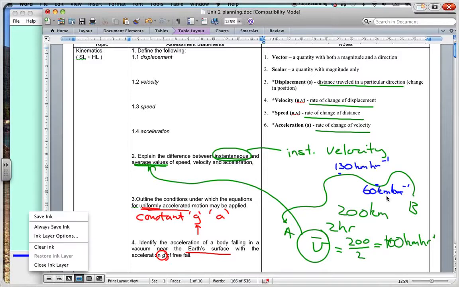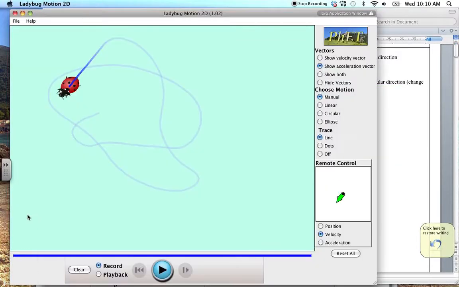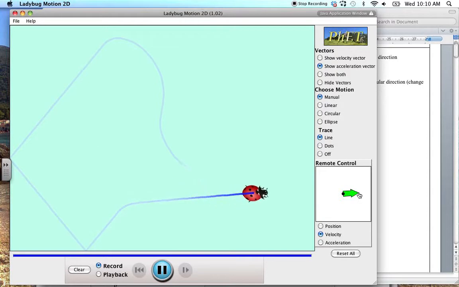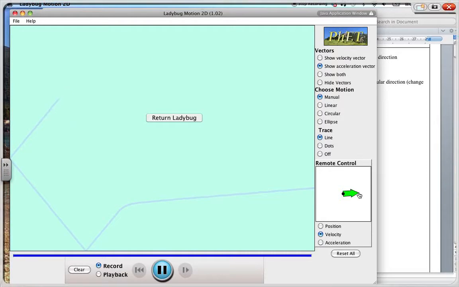Perhaps I can just show one last thing with the simulation, just to show us what we're going to be mainly discussing, which is motion in a straight line. So let me get this ladybug going directly across. We're going to be discussing motion mainly in a straight line, where you go in that direction at a constant acceleration. That's mainly what we're going to be dealing with in this section.